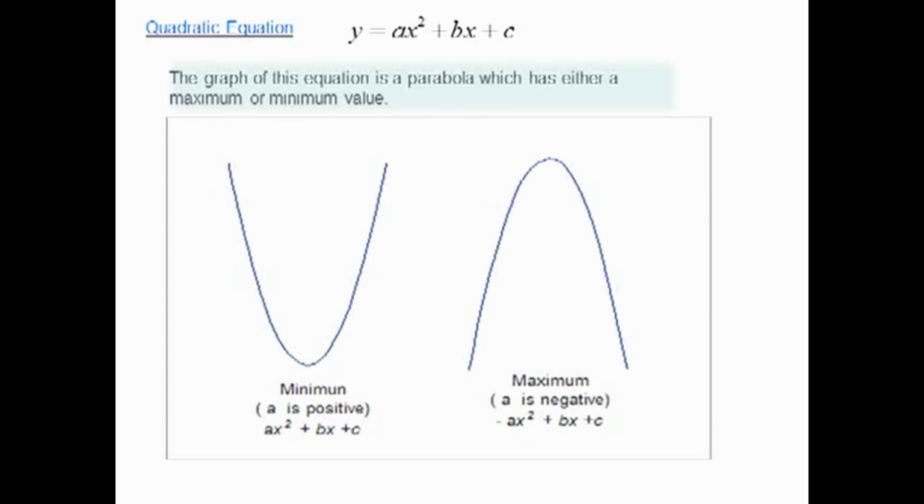Note also that the minimum or maximum is determined solely on whether the a constant in the general expression is negative or positive. Here you can see that if a is positive, the parabola will have a minimum value, and if a is negative, the parabola will have a maximum value.